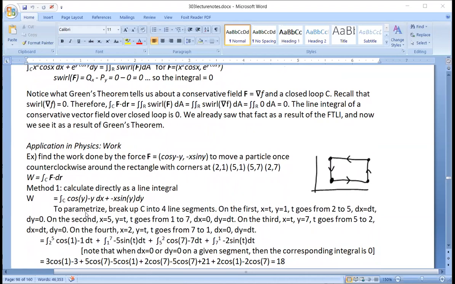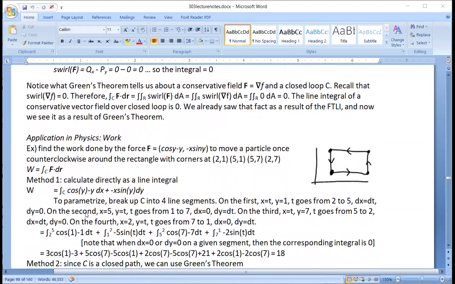It's kind of irritating, so we don't want to do it. But it turns out we don't have to do it. Why don't we have to do it? Since C is a closed path, we can use Green's theorem.